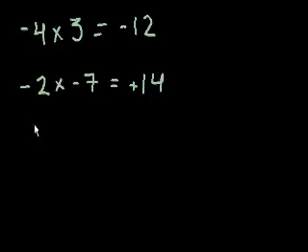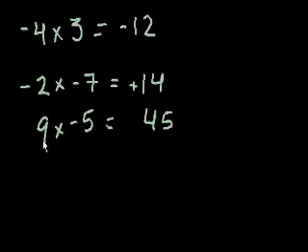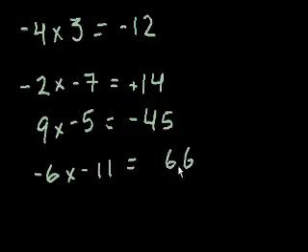And what if I had, let me think, 9 times negative 5. Well, 9 times 5 is 45. And once again, the signs are different, so it's a negative. And then finally, what if I had minus 6 times minus 11. Well, 6 times 11 is 66, and then it's a negative times a negative, so it's a positive.